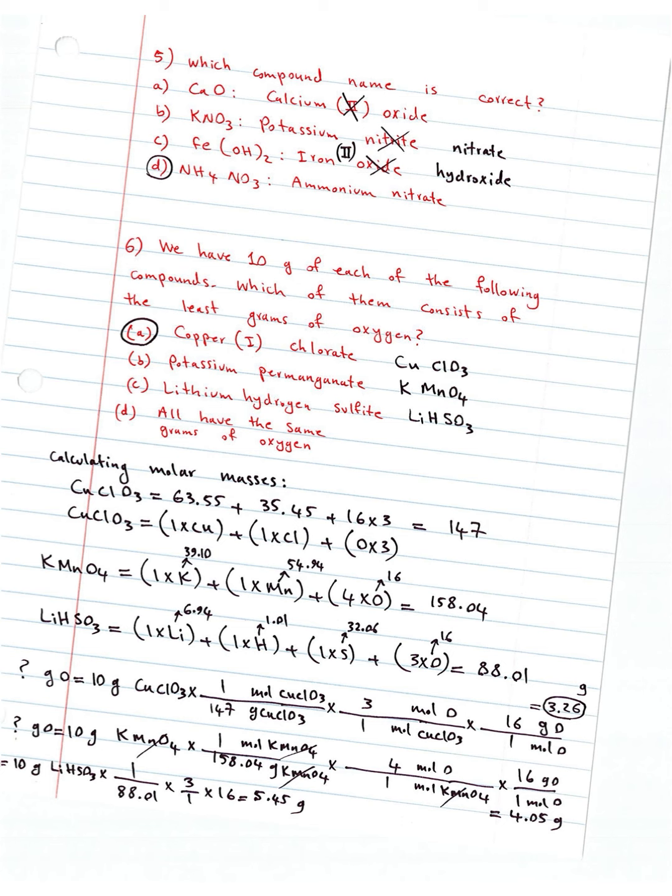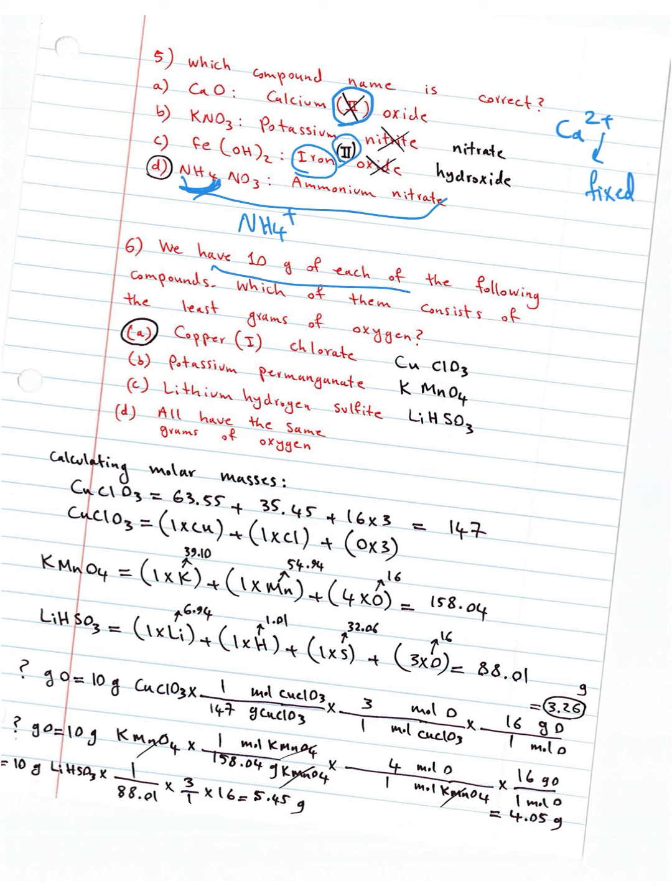So which compound name is correct? For calcium, you won't write 2 because it has a fixed charge. Calcium, as you remember, has a charge of positive 2 always, so we won't write it because this is fixed. Potassium nitrite is wrong, it's nitrate. For iron, you should specify how many charges it has. So this one is the only correct one. As you can see, it doesn't have a metal, but it still is ionic because it has ammonium.